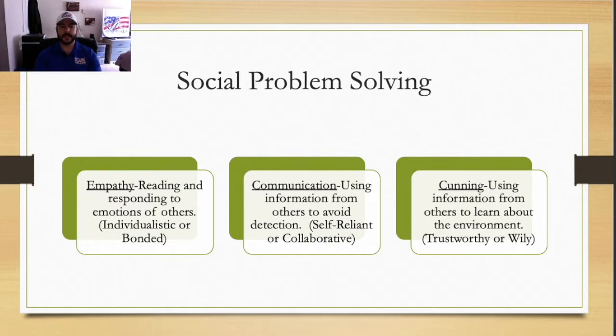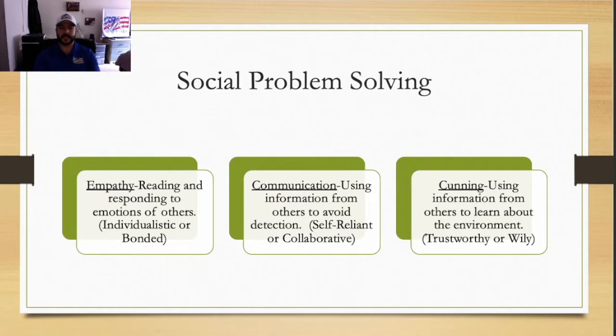The second part that they go into is communication. How is the dog using the information from others to avoid detection? What they're looking for is how the dog behaves during communication in this part of testing. Is it going to be more self-reliant on its own communication, or is it going to be collaborative, using multiple different people or dogs to communicate better in this set of tests?